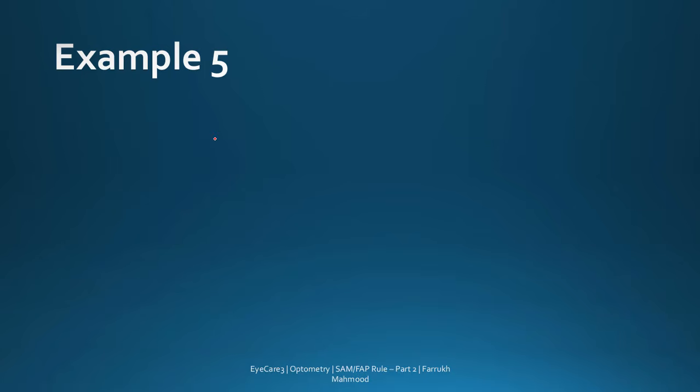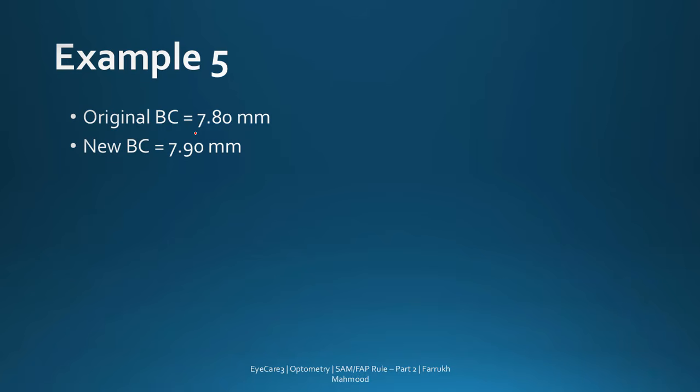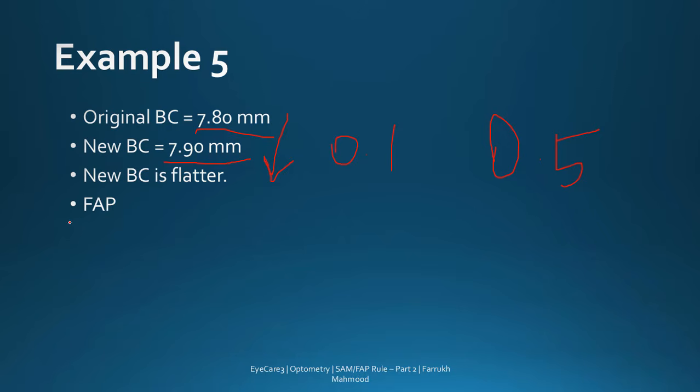Coming to example number 5, again the values are in millimeters. Original base curve 7.80 millimeter, and we have taken a new base curve of 7.9 millimeter. So the difference is 0.1 millimeter. So again the change will be 0.5 diopters. In this case, we have increased the value of base curve in millimeter. That means that the lens is flatter. So for flatter, we will add plus, how much plus? Plus 0.50 to decide the final power of contact lens.